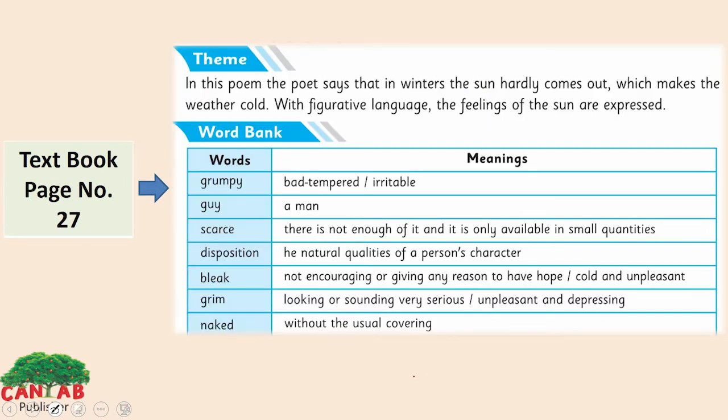Look at the theme here. In this poem, the poet says that in winters the sun hardly comes out, which makes the weather cold. With figurative language, the feelings of the sun are expressed. The figurative language here is the figure of speech, personification. We have the grumpy guy, angry guy. Dear students, you can also find the meaning of the difficult words here in your word bank.